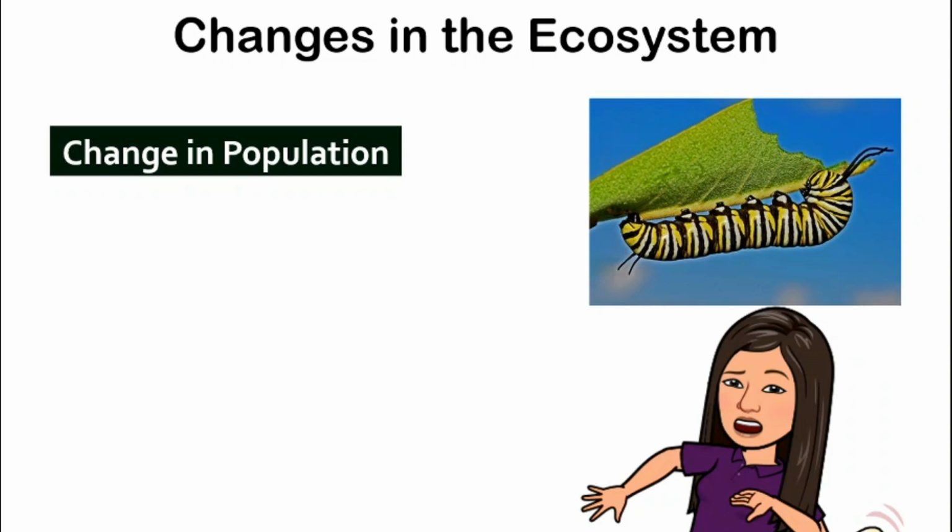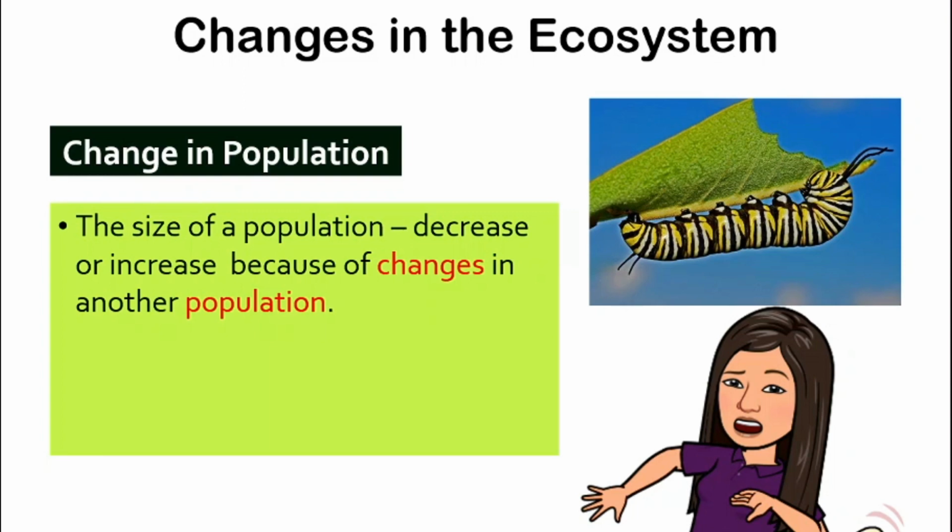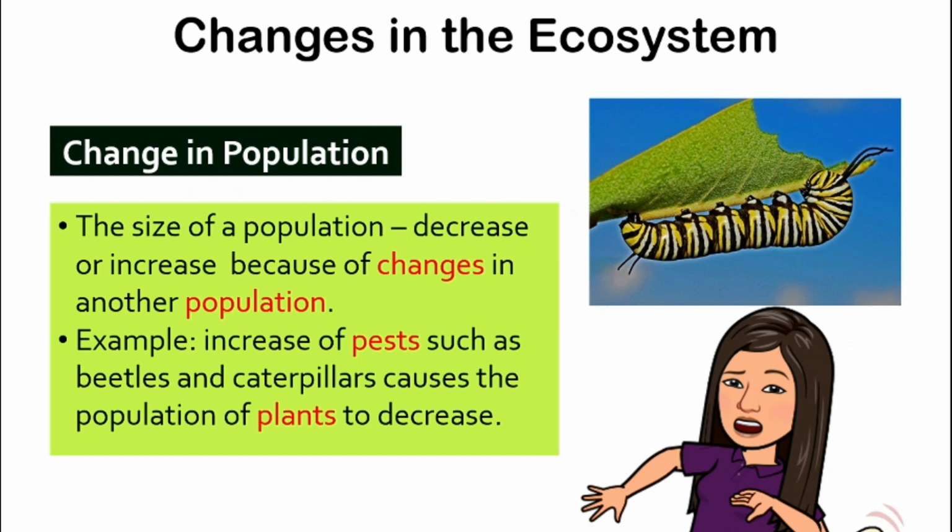Finally, the change in population, which we have just talked about. Why will that bring changes in the ecosystem? Because when the size of one population changes, it also changes the size of another population. For example, when there is an increase in the population size of pests, it will also cause the population of plants to decrease because the pests will eat the plants. For example, the caterpillar will eat the plants.